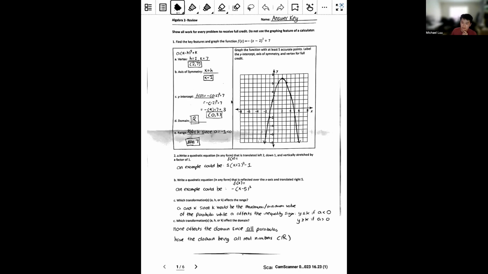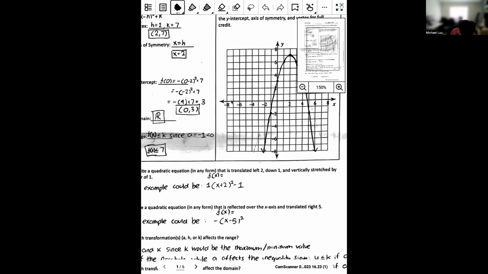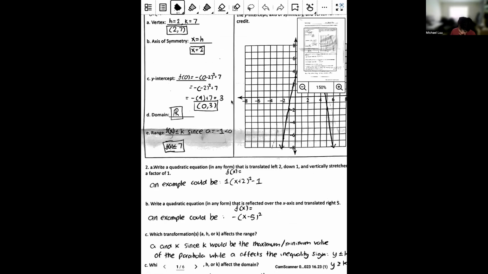So here I have my answer key, and I have negative x minus 2 plus 7. I'm going to zoom in a little bit. I'm going to try to explain my answers as I go. So with seeing this, I noticed that for my vertex, what I usually do is try to mimic that vertex form that I wrote. So I knew that my vertex form formula is a times x minus h plus k.